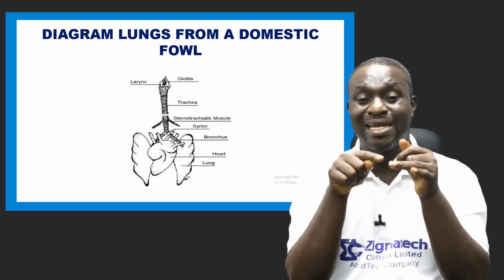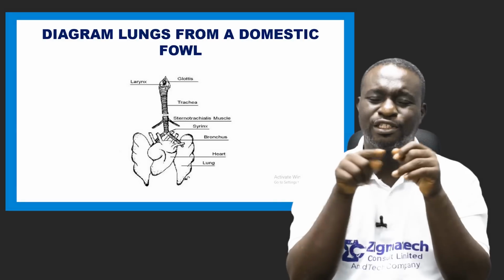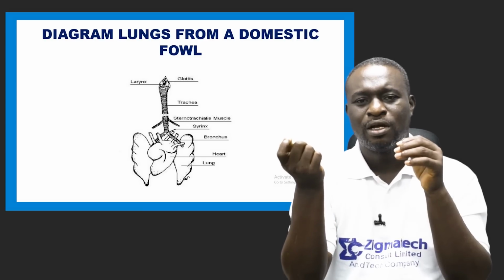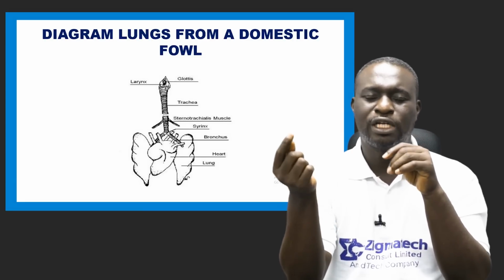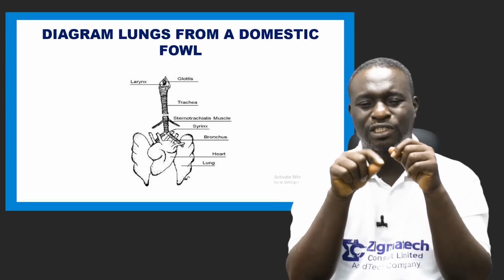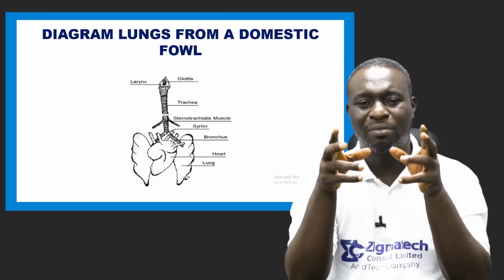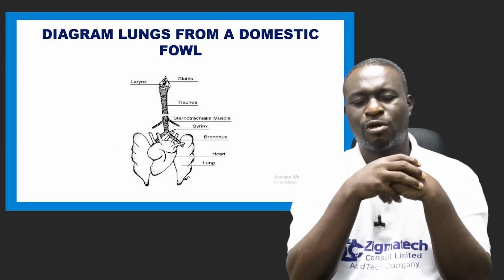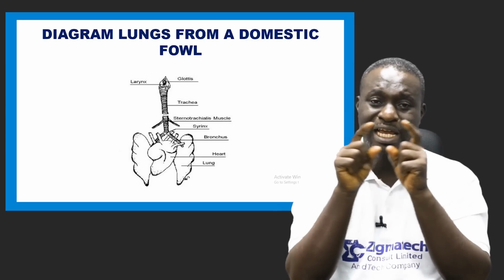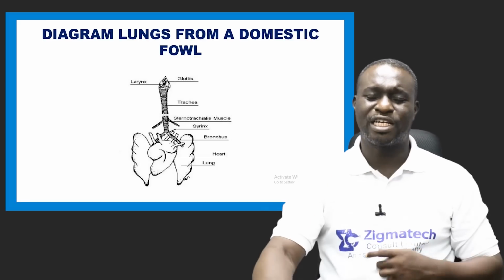The alveoli is an air sac, and from this air sac is where gaseous exchange actually takes place. Gaseous exchange means carbon dioxide diffuses from the blood into the lungs, or into the air sac, while oxygen from the lungs diffuses into the bloodstream due to the strong affinity of hemoglobin. So gaseous exchange takes place in the lungs.